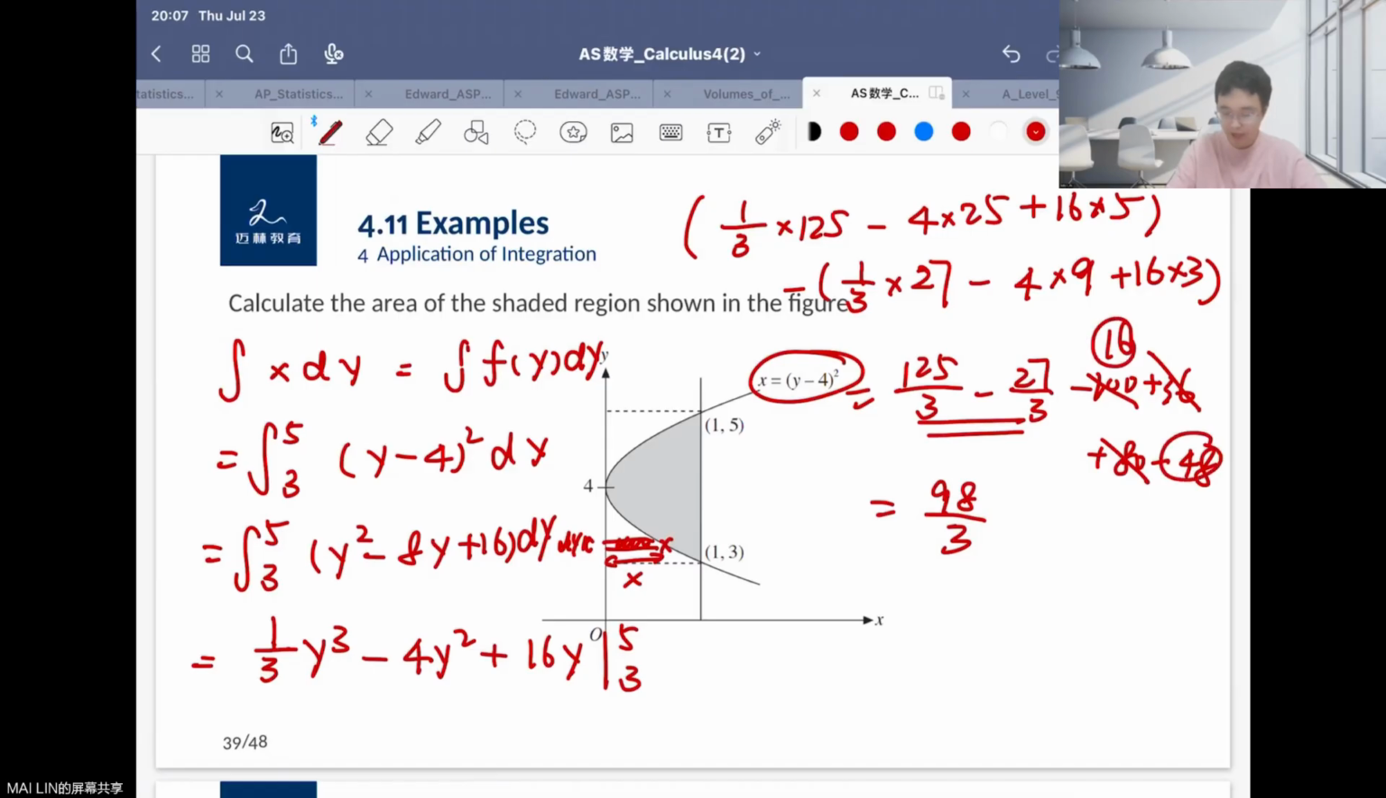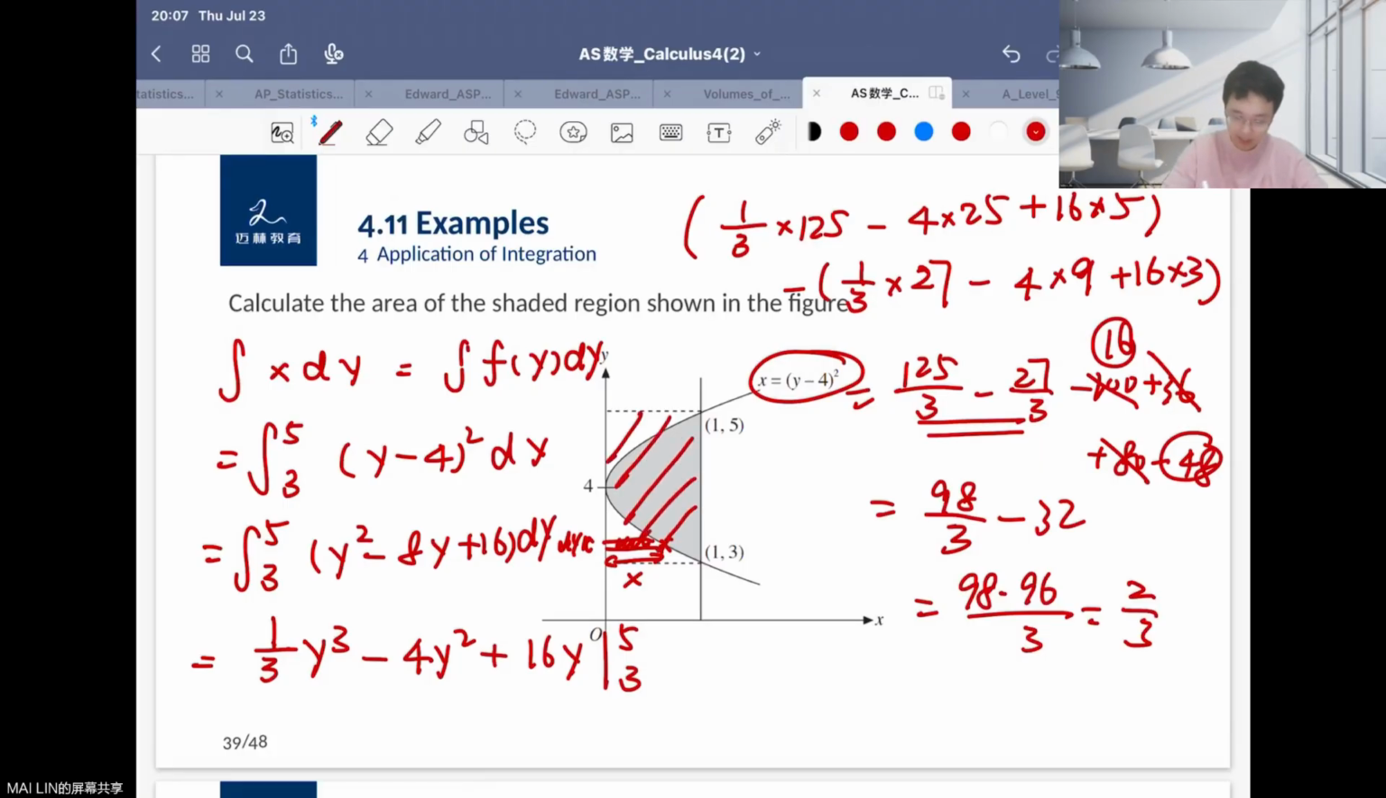16 minus 48 is minus 32, right? So just calculate here is 3. That 8 minus 96 is 2 over 3. That is the white area. If you call it the shaded area, you just use the rectangle's area minus the white area, right?